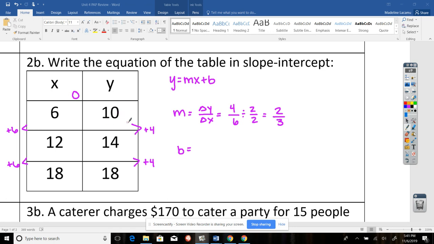Then we have to go the other way on this one. So instead of adding 4, I subtract 4. So 10 minus 4 is 6. So since our y-intercept is where x equals 0, that means our y-intercept will be a 6. So then our final answer here is y equals 2/3 x plus 6.